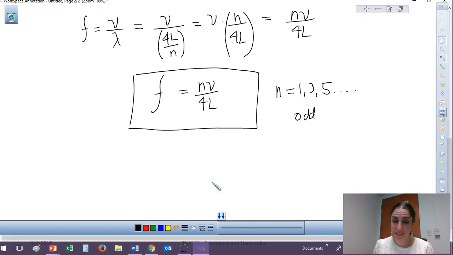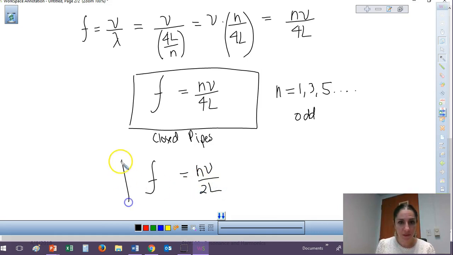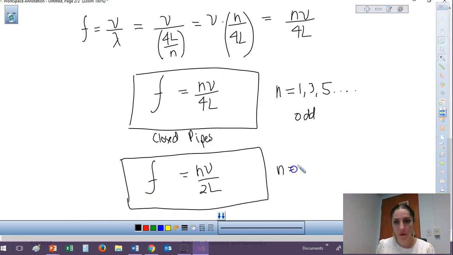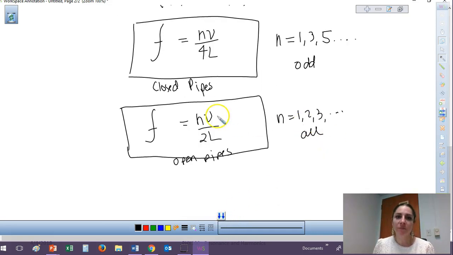So, some consequences of this. First of all, make sure on your equation sheets you note this as closed pipes, because it's different than the open pipes. Open pipes has a factor of 2 and have any integer, and this is for open pipes, like this. Now notice that you have 4 versus 2 right here. So notice that the bigger this number is, the lower this note. So generally, closed pipes will make lower notes.